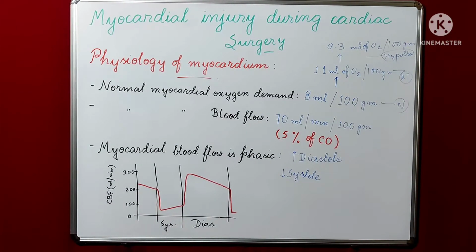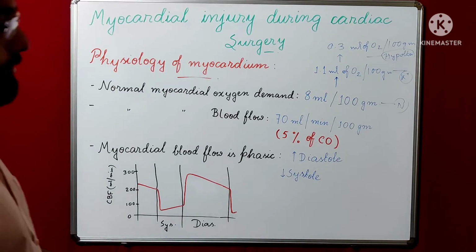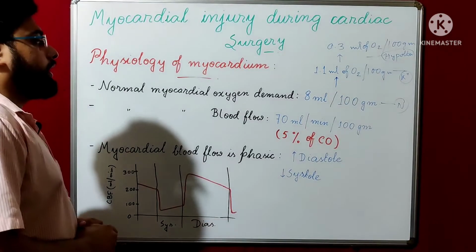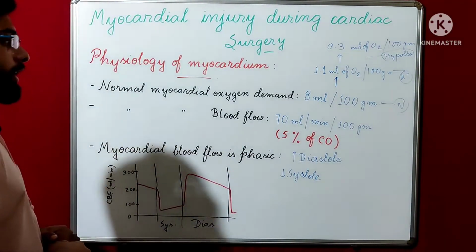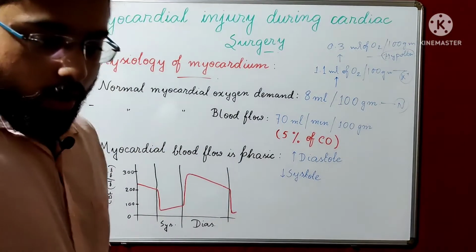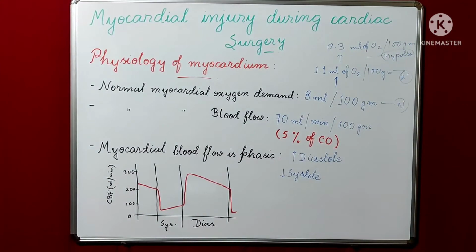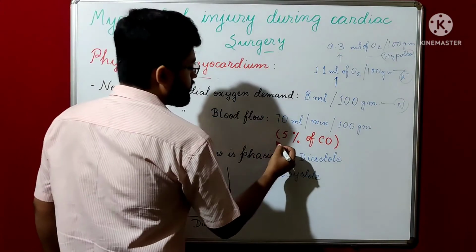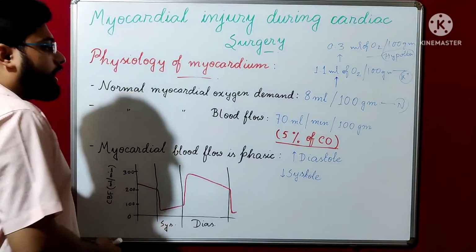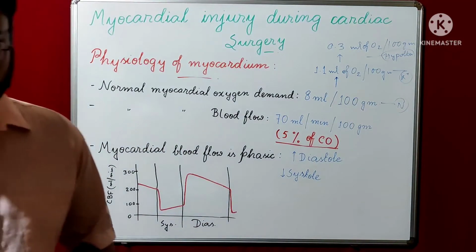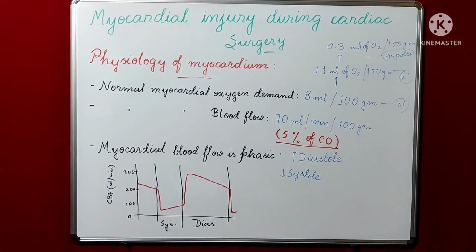Next is the normal blood flow of the myocardium. It is almost 70 ml per minute per 100 gram of myocardium, that is almost 5% of cardiac output. This is very important: 5% of cardiac output, 70 ml per minute per 100 gram of myocardium.